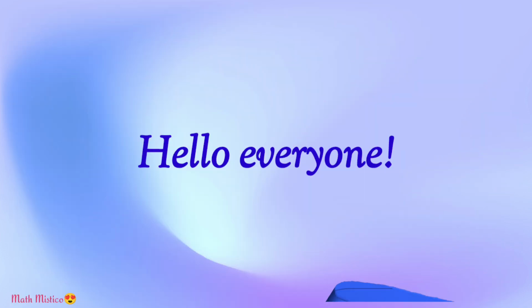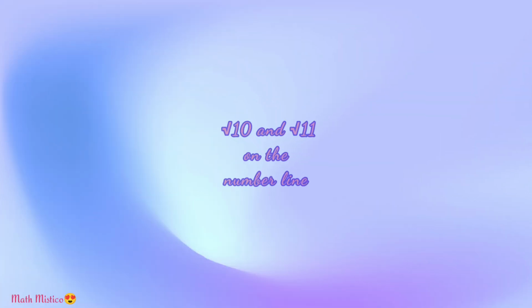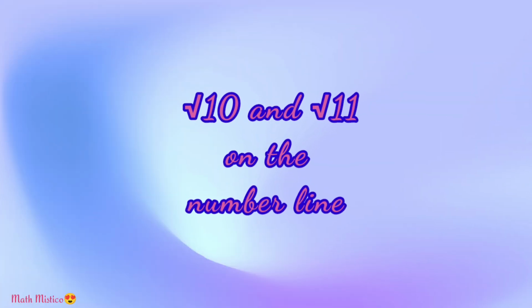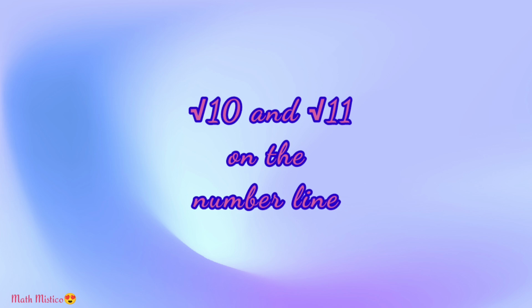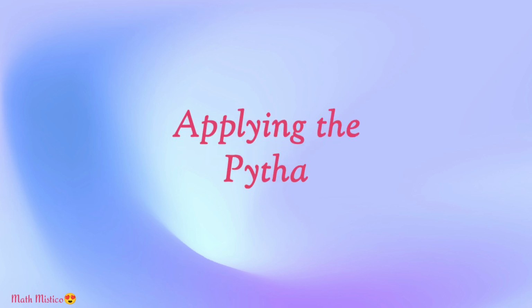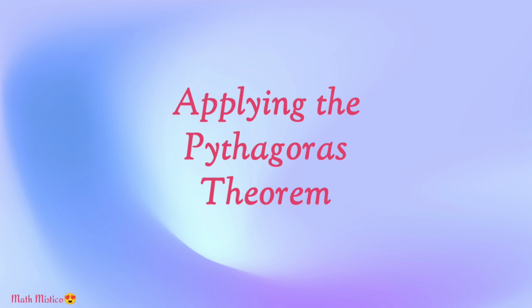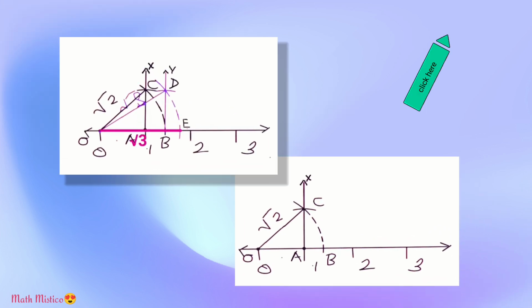In this session, we will be discussing the method of representing the irrational numbers square root 10 and square root 11 on the number line. Our approach here will be similar as for square root 2, square root 3, etc. If you want to check out how we represented root 2 and root 3 on the number line, just click on the I button on the top right side of your screen.